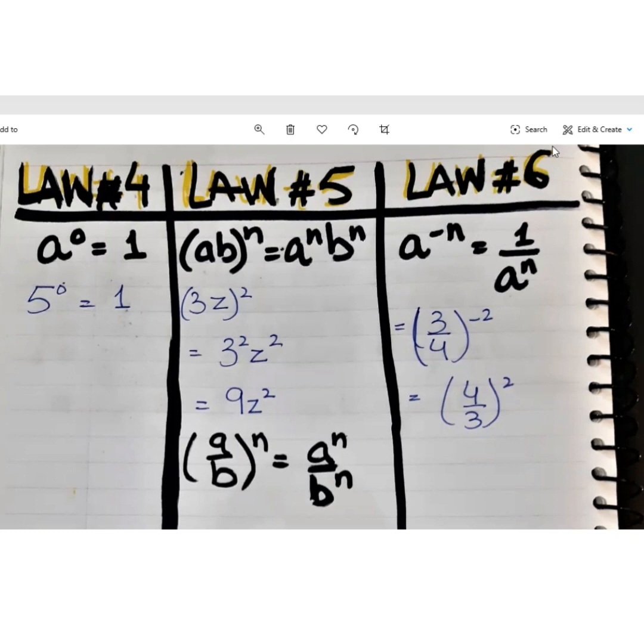Law number 6 is about negative powers. अगर हमें negative power को positive में convert करना है, so what we do is we drop it down in the denominator and we make it positive. इसी की एक extension है कि if we have a fraction with a negative power, तो उसको positive करने के लिए we invert the fraction. Numerator becomes the denominator and denominator becomes the numerator. So 3 over 4 whole power minus 2 becomes 4 over 3 whole power 2.